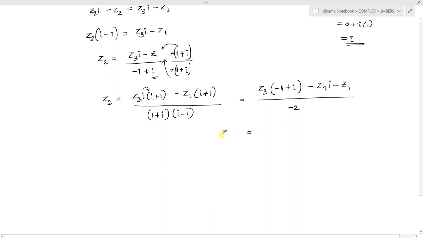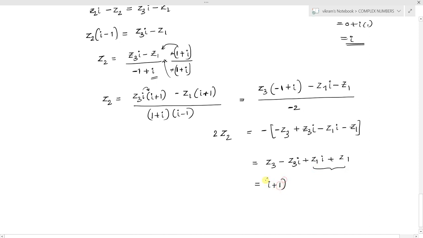And we can write Z2 equals, okay, 2 times Z2. If we cross multiply, we can write 2 times Z2 equals minus Z3 plus Z3 times i minus Z1 times i minus Z1, which equals Z3 minus Z3 i plus Z1 i plus Z1. If we take Z1 as common from these two, we can write (i plus 1) times Z1. If we take Z3 as common, we can write (1 minus i) times Z3, which equals 2 times Z2, which is our required condition.